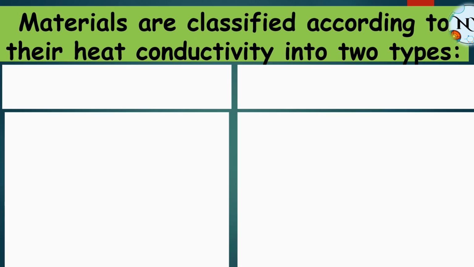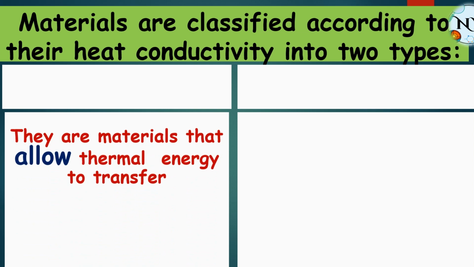So cooking pans, cooking pots, they are made from materials that allow heat or allow thermal energy to transfer through. So we can cook the food easily. طيب, what about the handles of cooking pot? Of course, they are made from other materials that we can say don't allow heat. So we can classify materials according to their heat conductivity into two types.